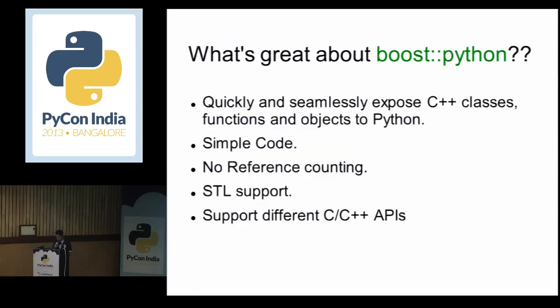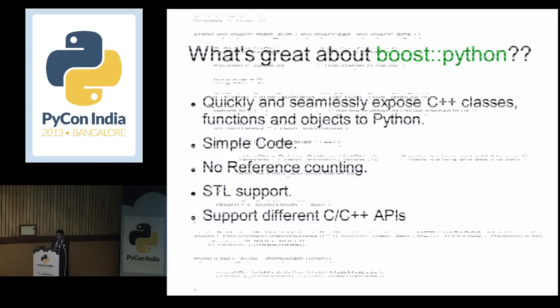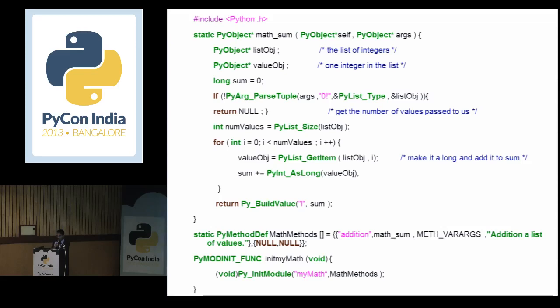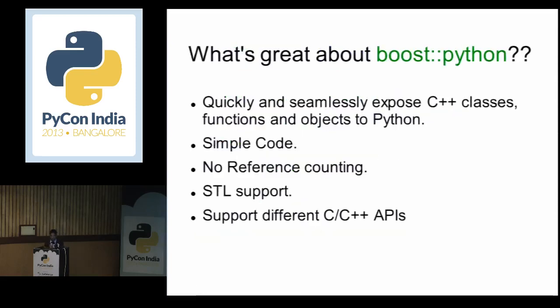So what boost Python does is it quickly and seamlessly exposes C++ classes and functions and objects to Python, and the code is very simple. You don't have to care about reference counting. You can use STL for this one, whereas for building raw Python extensions, it is very difficult. It supports different C and C++ APIs.